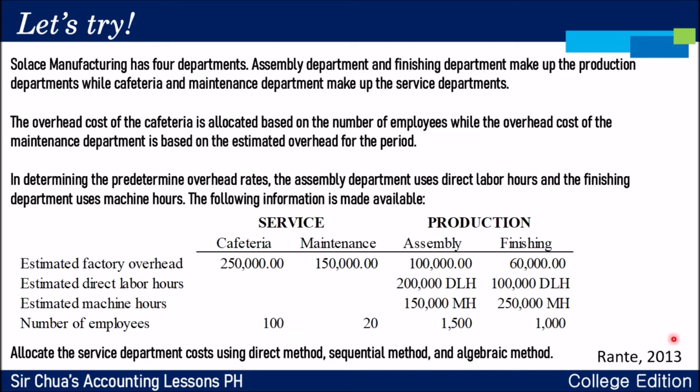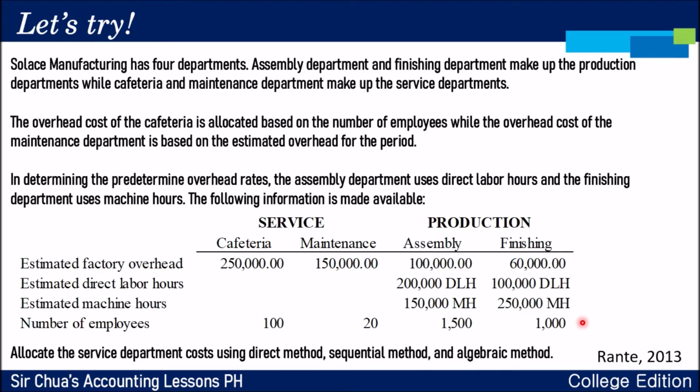In determining the predetermined overhead rates, the assembly department uses, so pag kinukuha naman daw po yung predetermined overhead rates, sa assembly department daw po is the direct labor hours. So ito po yun, DLH, direct labor hours, and the finishing department uses machine hours. The following information is made available. So, meron po tayong estimated factory overhead for cafeteria is 250,000, maintenance is 150,000, then assembly is 100,000, and 600,000 for finishing. And then we have the following direct labor hours na estimated, machine hours na estimated, and the number of employees associated in each of the departments. Allocate the service department cost using direct method, sequential, or step method, and algebraic method.